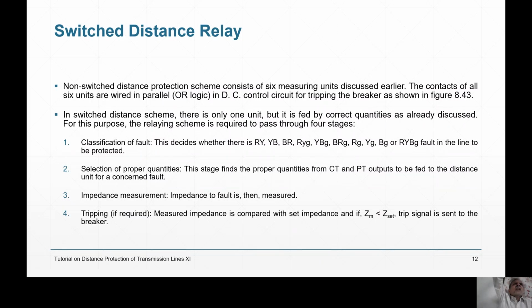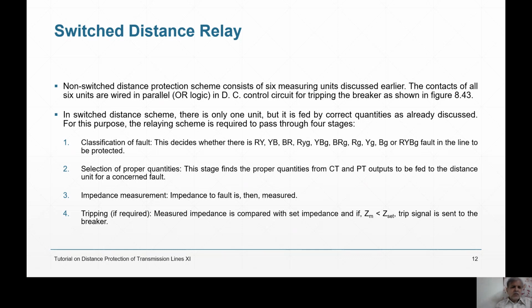But these are all non-switched relays. We have used 6 different relays. There is another scheme of switched distance relays. What are switched distance relays? There are no 6 units. There is a single unit, but 4 procedures, 4 calculations. In the relay algorithm, there are 4 logics. One is classification of the fault. The first logic will classify the fault, whether it is an RY fault, YB, BR, RG, YG, or BG.